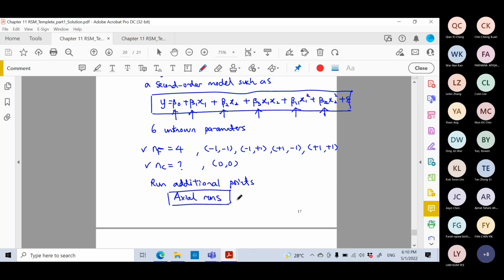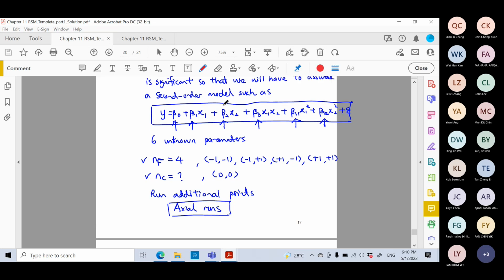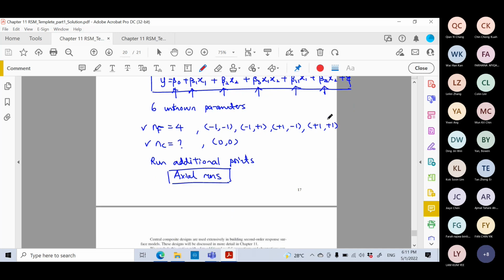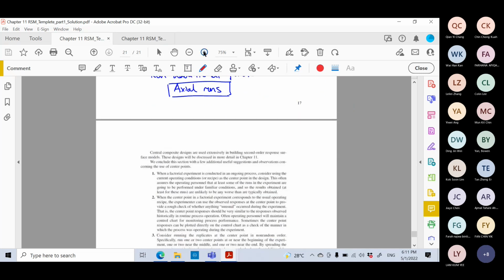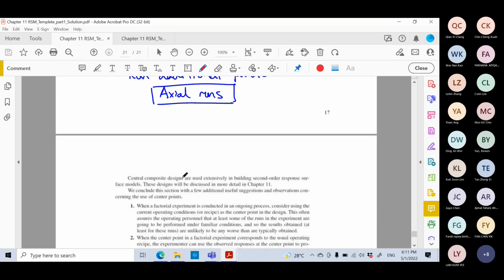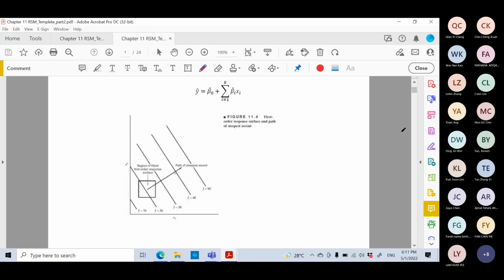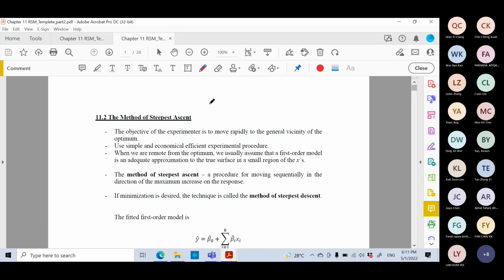These are called the axial runs, if you want to estimate beta 1 and beta 2. Okay, so these are the things I have mentioned to you. This type of design is called the central composite design, where they involve the second order response. This is what we have discussed in the previous session.